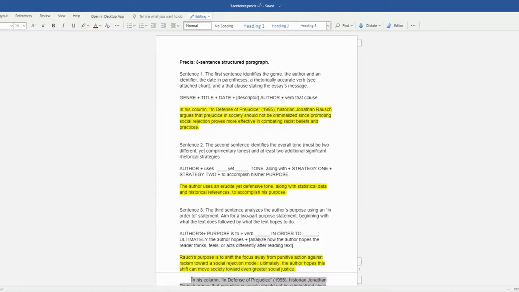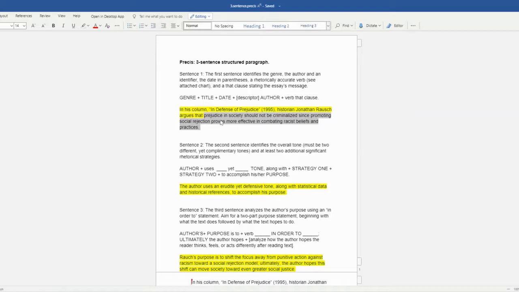In this column, the genre, notice that the title is capitalized and in quote marks. Most of the time, that's what your title is going to look like because we will be analyzing short pieces. We have the date. Now here's the descriptor. This part's super important. We have to identify that part of the rhetorical triad, argues that, and what follows that is also always an independent clause.